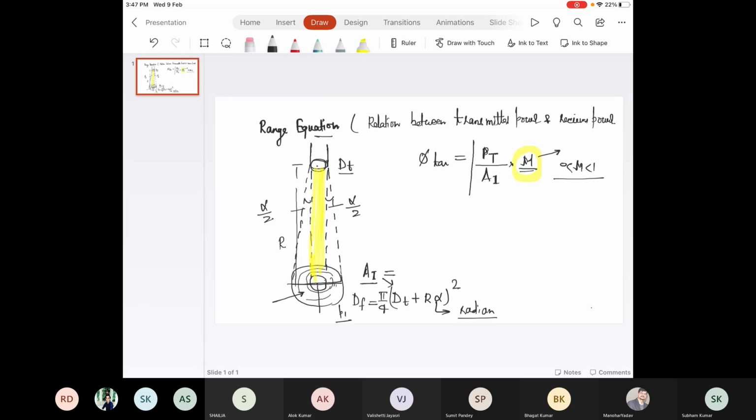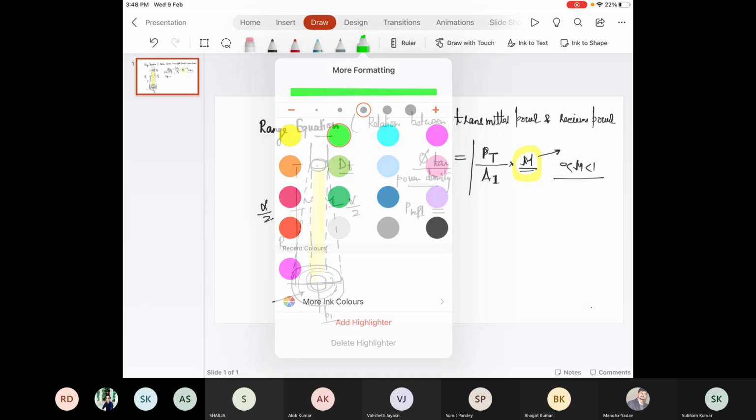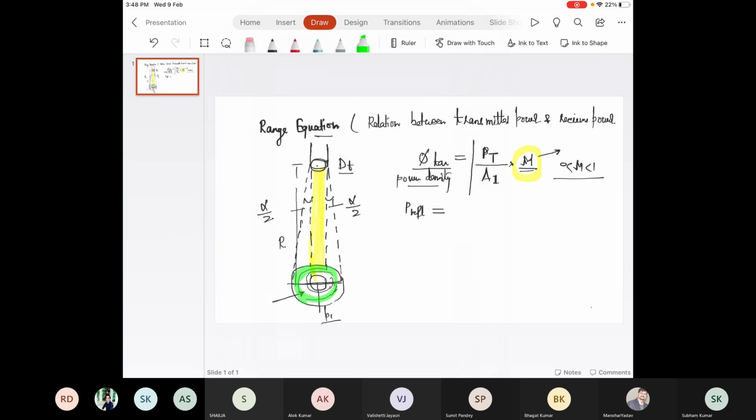Now the total power reflected. Now the second step is: what is the reflected power, P reflected? P reflected will be, around this point P1, this entire surface has some reflectance.